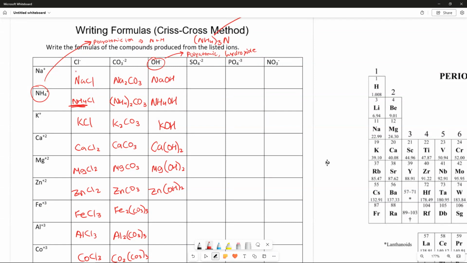Iron this time has 3 plus, hydroxide only has a 1 minus. So we need for every 1 iron, 3 OH hydroxide molecules, and so it'd be Fe(OH)3. Make sure to use parentheses here, same reason, we have more than one hydroxide ion, which is a polyatomic ion. Al3 plus, same deal with iron. For every 1 aluminum, we need 3 hydroxides. So make sure to use parentheses there to get Al(OH)3.